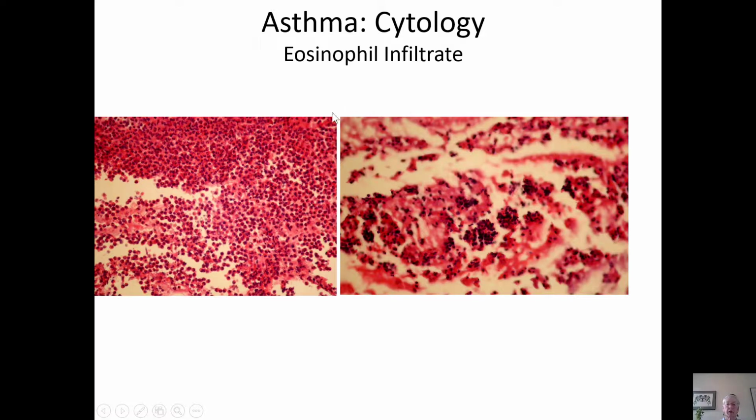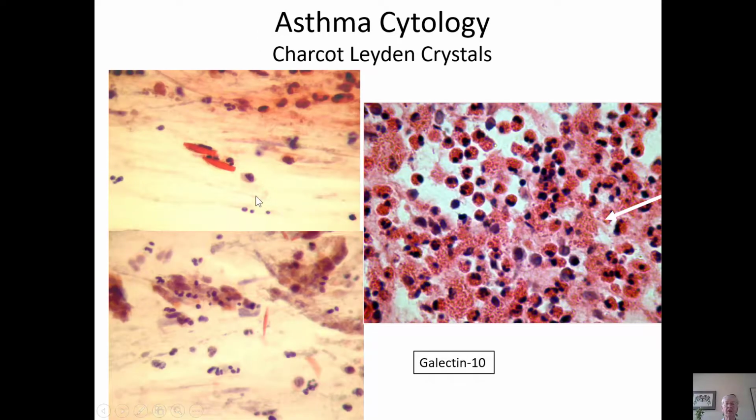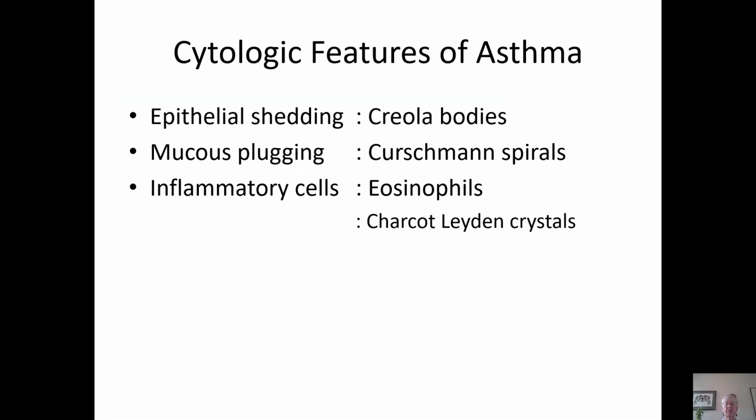The inflammatory infiltrate shows prominent eosinophils, which can be seen here, and association with Charcot-Leyden crystals. Charcot-Leyden crystals are these little eosinophilic needle-shaped crystals which can be found usually in association with eosinophils. Sometimes they can be found in the eosinophil cytoplasm. The crystals are made of galectin-10, produced by the eosinophils.